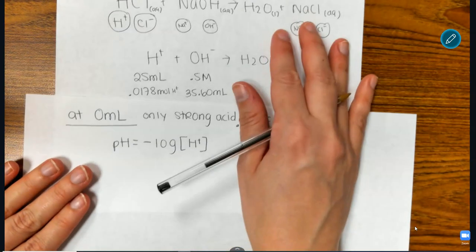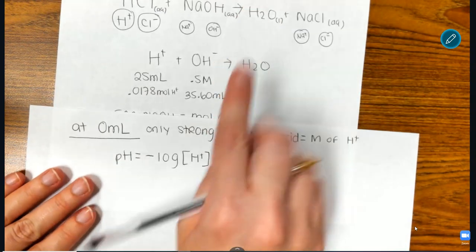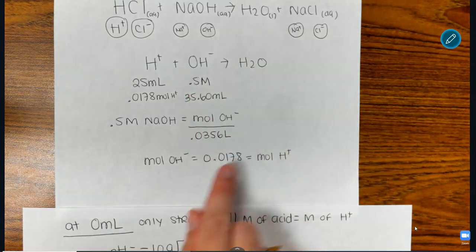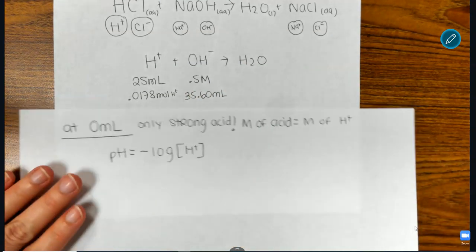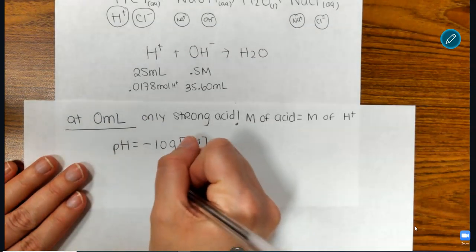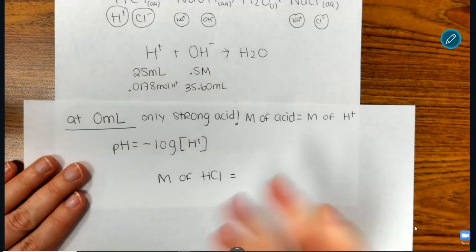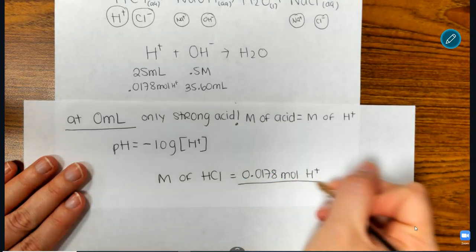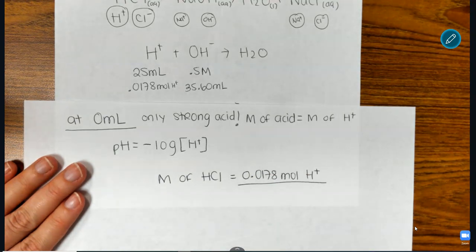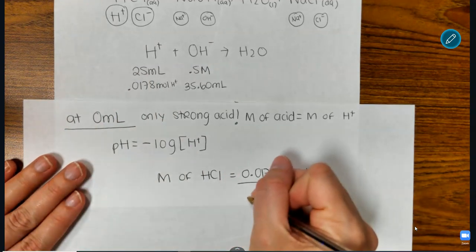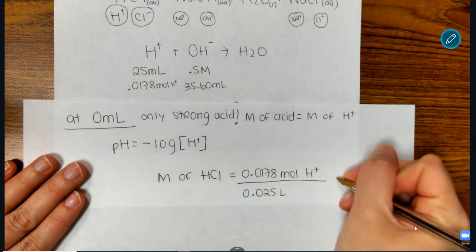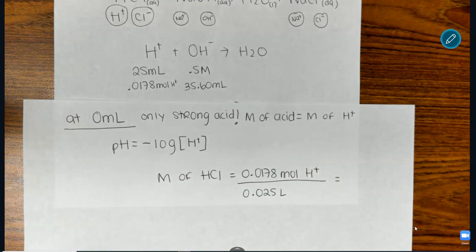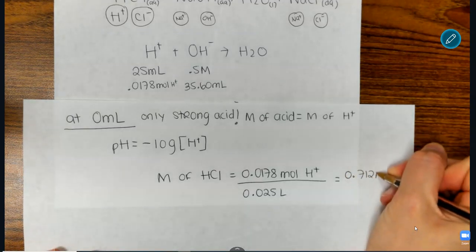So what was the molarity of my acid? We weren't told that. However, based off of the equivalence data, we know that because equivalence is when moles of OH equals moles of H, that I had 0.0178 moles of hydrogen ions. And so that's my moles, 0.0178 moles of H over the volume of the acid, because we haven't added any base yet. The only thing that's in your flask is acid. And my acid was 25 milliliters, so 0.025 liters. And that'll give you the molarity of your acid, aka the molarity of your hydrogen ions. And when you divide that, you get that it was 0.712 M.